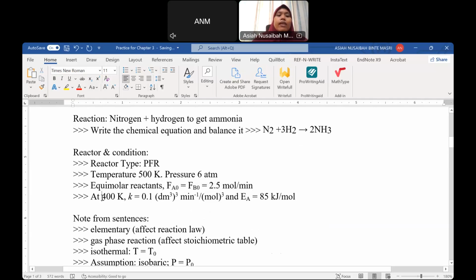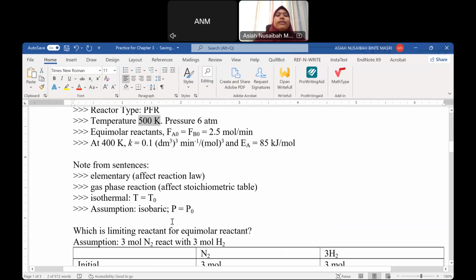Additionally, it says that at 400 Kelvin, this is the value of K, which is 0.1. EA is 85 kilojoule per mole. EA we can use, it's going to be the same even though it's at a different temperature, but we're going to need to find our K because our temperature is 500 Kelvin. Okay, and then what else do we have?